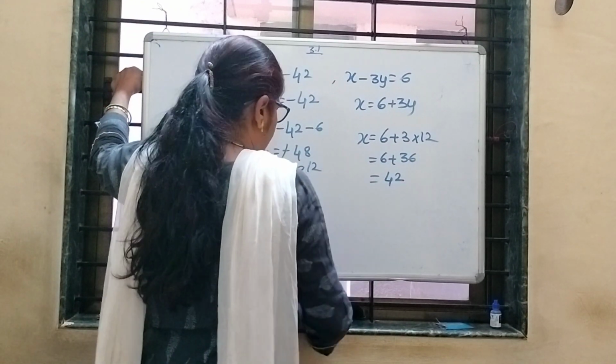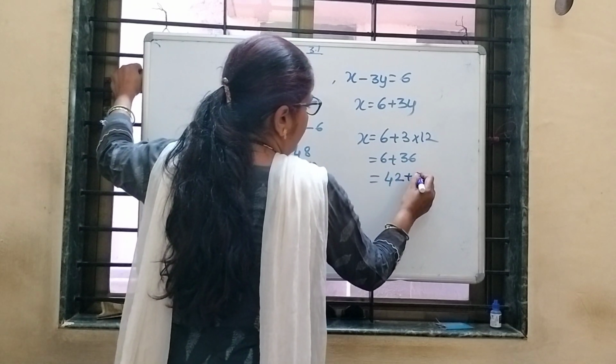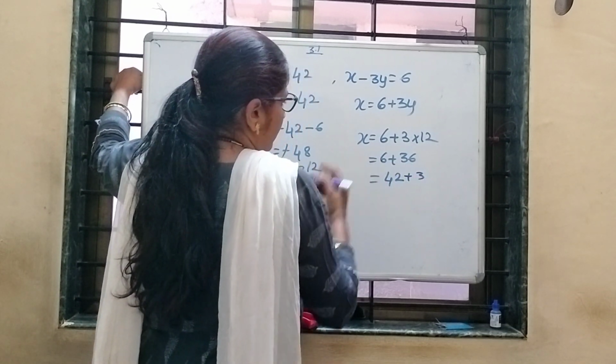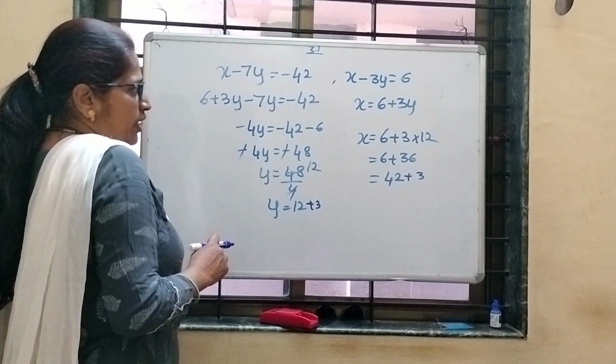So this is correct. After 3 years she will be 15 and he will be 45. So 15 threes are 45. He will be 3 times. So that is how we proved and we got the correct answer, children.